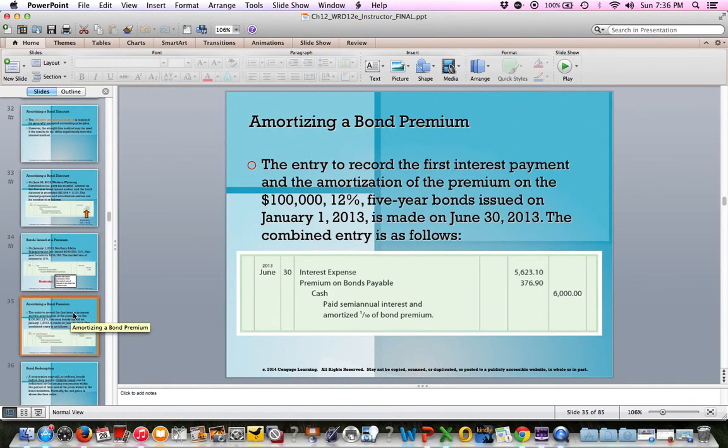Entry to record the first interest payment and the amortization of the premium on the $100,000 12% 5-year bond. So basically 6 months from now, let's record the first interest payment. We credit cash based on the principal times interest times time, the same $6,000 we've had before. We debit the premium now, basically for 1/10, and then we debit interest expense. And notice that this reduces interest expense. It's less than $6,000.